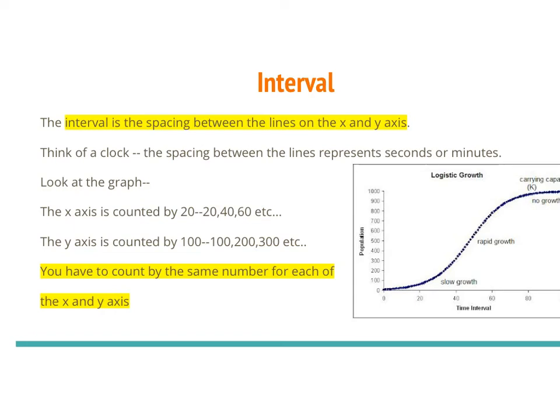Okay. Now, one of the key things with intervals is that you have to count by the same number for each of the x and y axes. In other words, when I look at the y-axis, which is going up and down, it's counting by 100s, 100, 200, 300, 400, and it has to go by intervals of 100. You can't go 100, 200, 300, 350, 476, 500, 600, 700, 800. You got to count by 100s the whole way up. Just like across the bottom where the x-axis is, we're counting by 20s. We can't all of a sudden go from 0, 20, 40, 43, 56, 60, 80, 100. Got to continue to count by 20s all the way across.